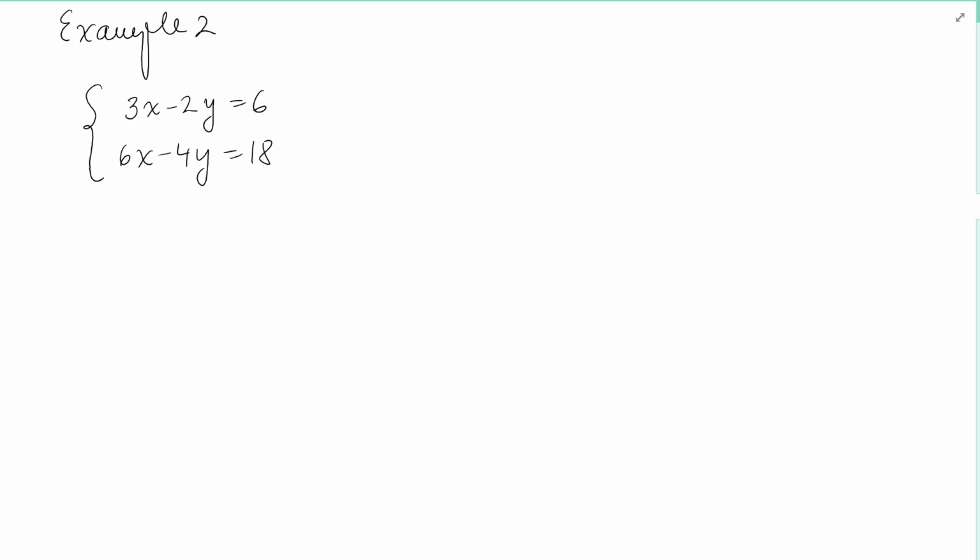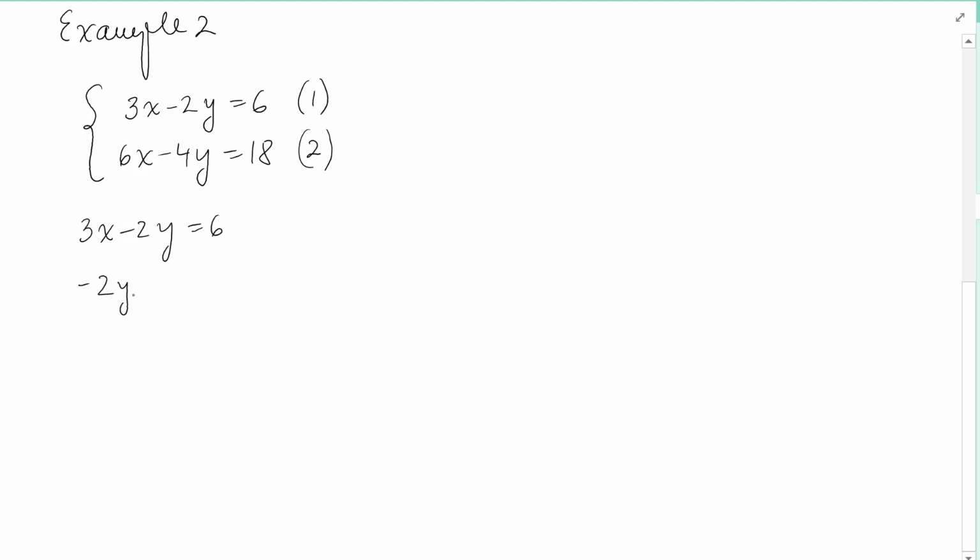Now let's take a look at this example. I still have a system of 2 linear equations with 2 variables, and I want to solve it still by graphing. This is the first equation, 3x minus 2y equals 6, and 6x minus 4y equals 18 is the second equation. So let's start with the first equation, 3x minus 2y equals 6, and I want to write it in slope-intercept form.